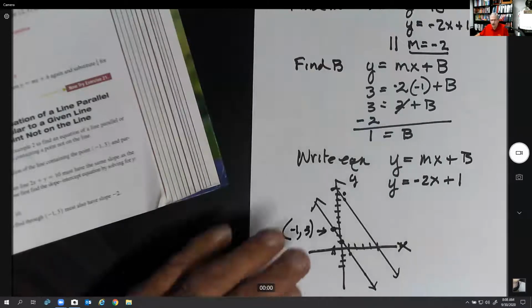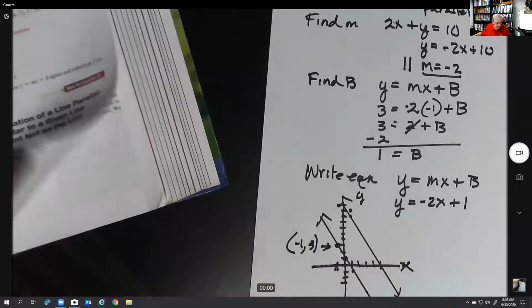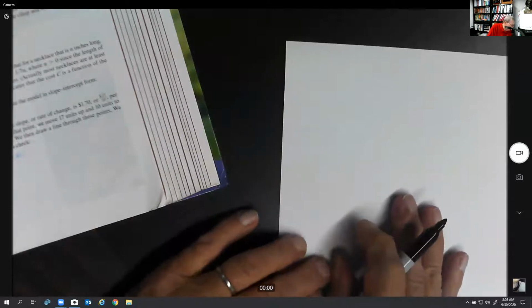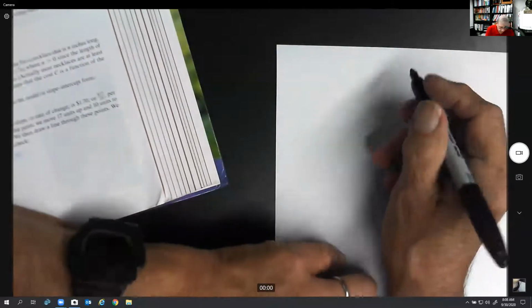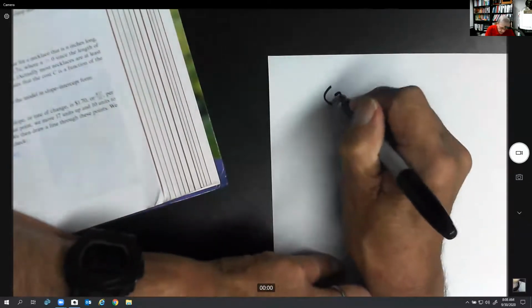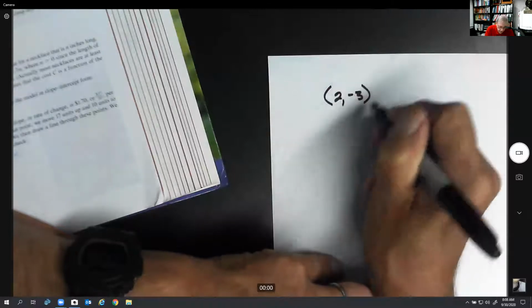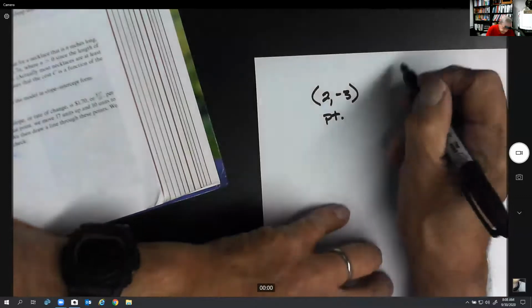Okay, let's try one more here. Even more, just as interesting. We're given a point, and we're given an equation.